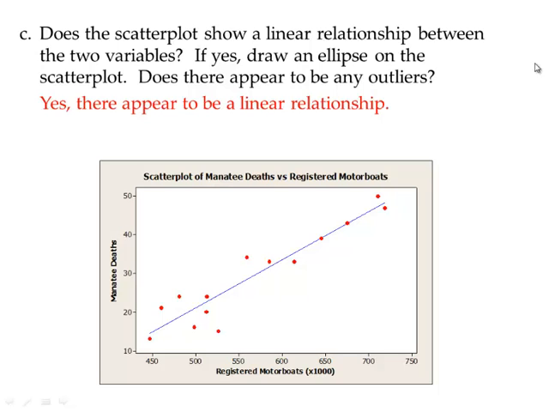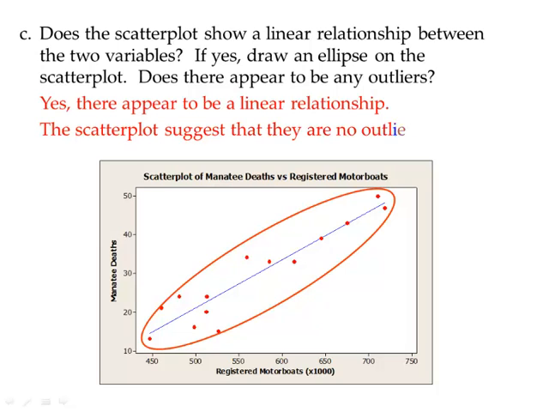If yes, draw an ellipse on the scatter plot. Does there appear to be any outliers? So when we draw our ellipse around the line, we see the ellipse catches all the data points. So the scatter plot suggests that there are no outliers.